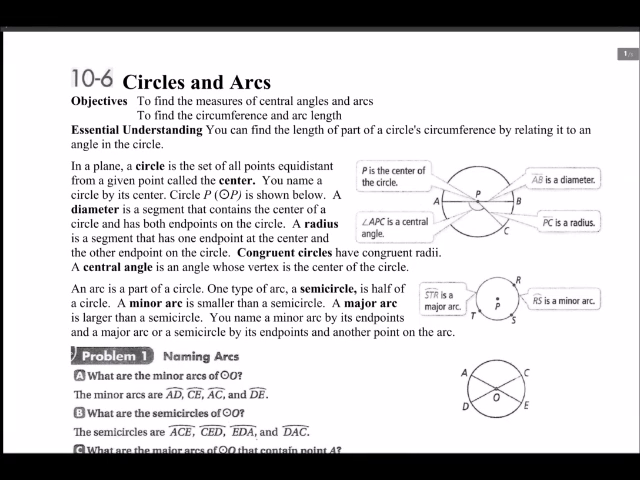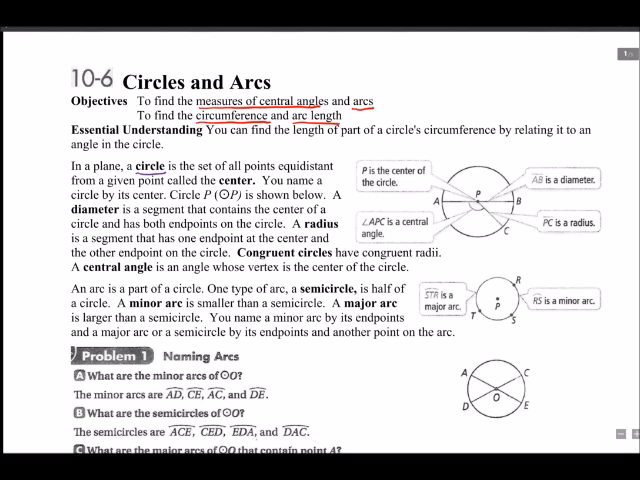10.6 Circles and Arcs. The objective in this lesson is to find the measures of central angles and arcs, and also to find the circumference and arc length. So quite a bit of vocabulary here at the beginning.